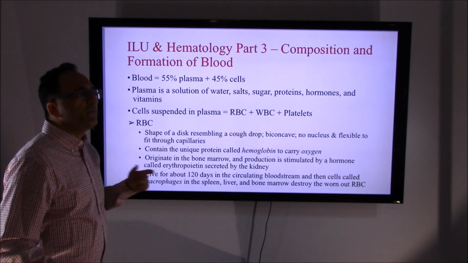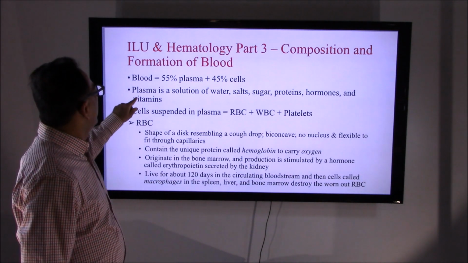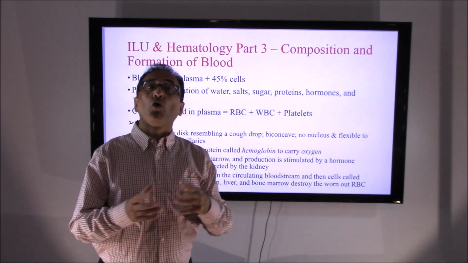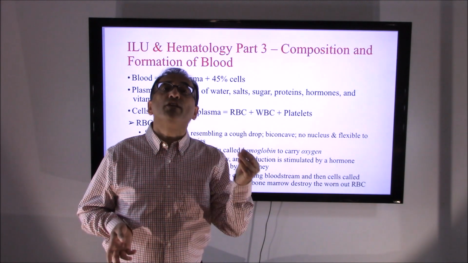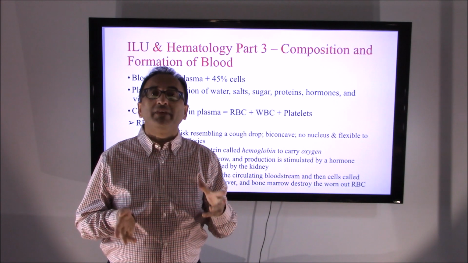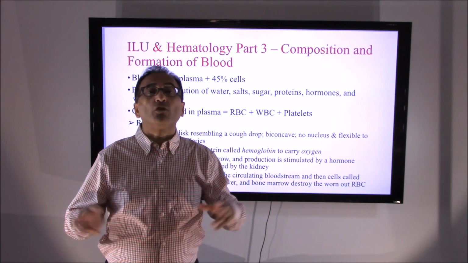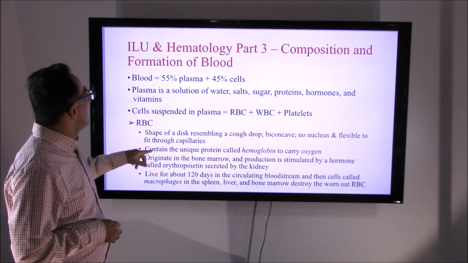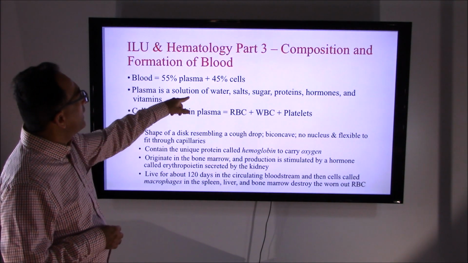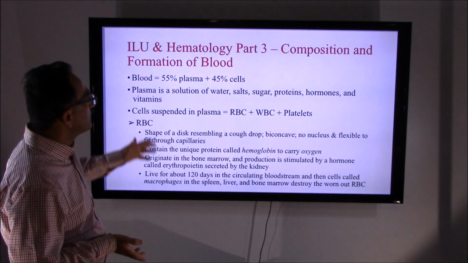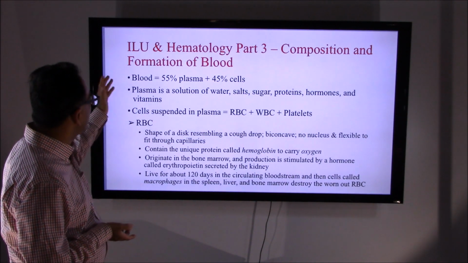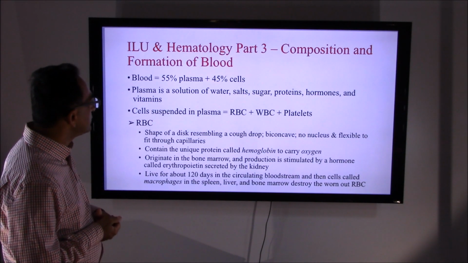If you recall, I did touch on this, that when we look at the blood we think that it's all red, but that's not true. That's only 45% of the cells that we have in the blood. The 55% is all plasma. So blood is 55% plasma and 45% cells. And plasma, of course, we know includes water, salts, hormones, proteins, sugars, vitamins, all those ingredients.